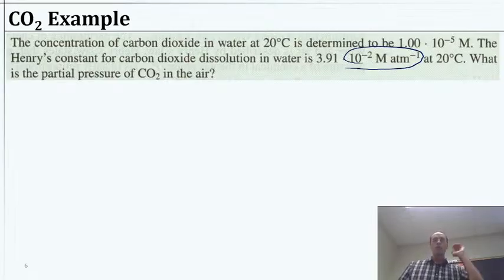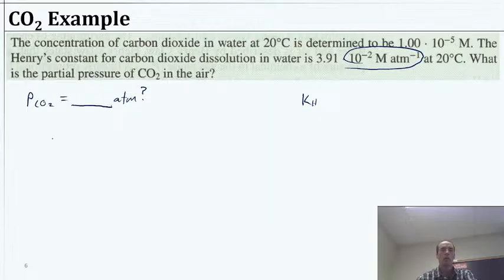So the question is, what is the partial pressure of CO2 in the air? We'll call that partial pressure P CO2, and the units should be atmospheres. And remember, our simple formulation would be something like the pressure is going to be equal to the Henry's law constant times the concentration in the water.